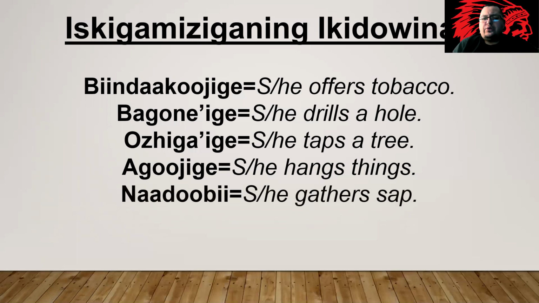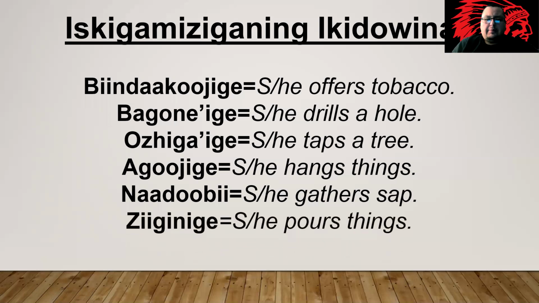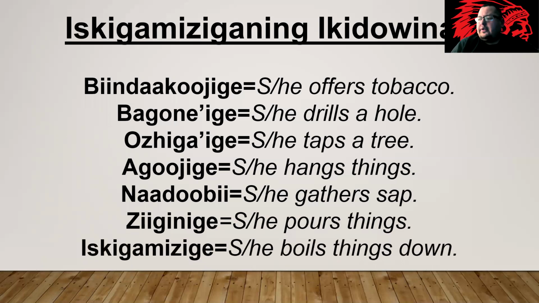Nadobi. Nadobi, sure, he gathers the sap. So once either your bag or your bucket is full, you gather that and take it to the central location of camp and continue to the next step, pouring it into bigger buckets. We call that ziginige. Ziginige means sure he pours things. And we pour that into the stove, and that process is called iskigamizige. Iskigamizige, sure he boils things down.